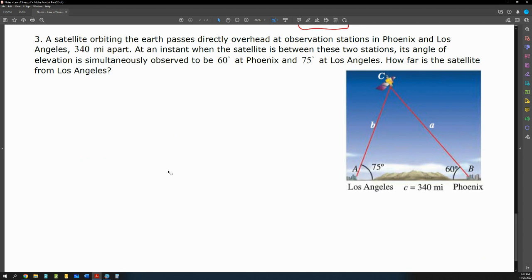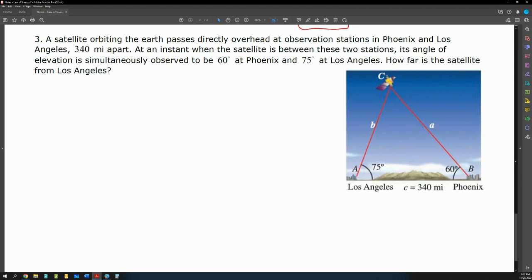A satellite orbiting the Earth passes directly overhead at observation stations in Phoenix and Los Angeles, 340 miles apart. At an instant when the satellite is between these two stations, its angle of elevation is simultaneously observed to be 60 degrees at Phoenix and 75 degrees at Los Angeles. How far is the satellite from Los Angeles?